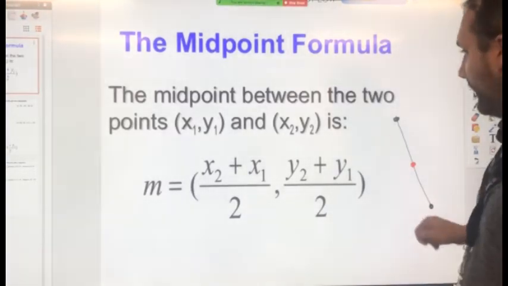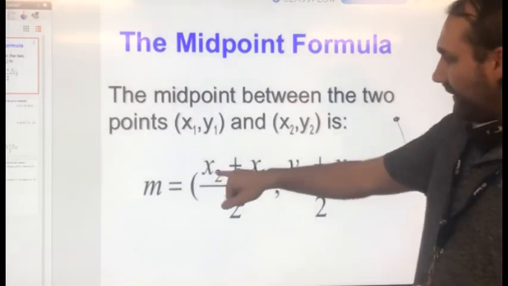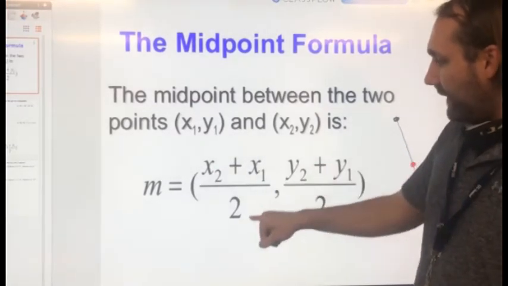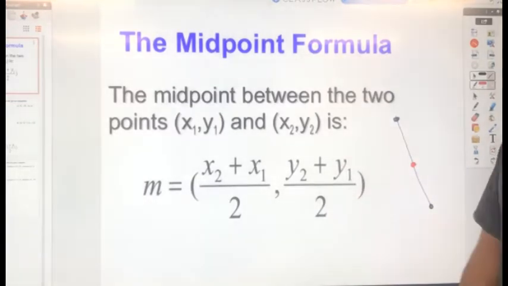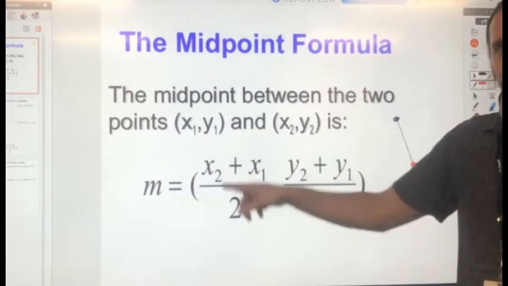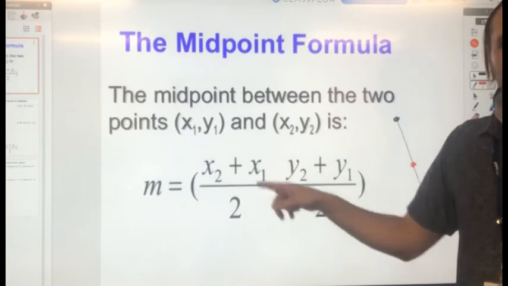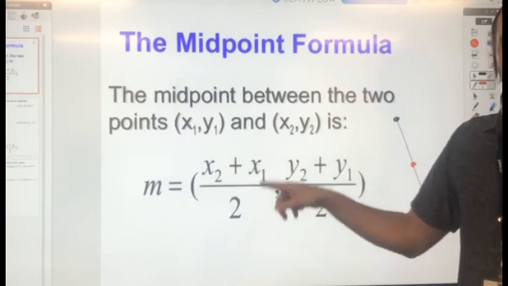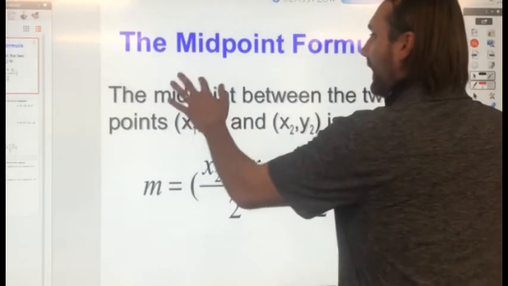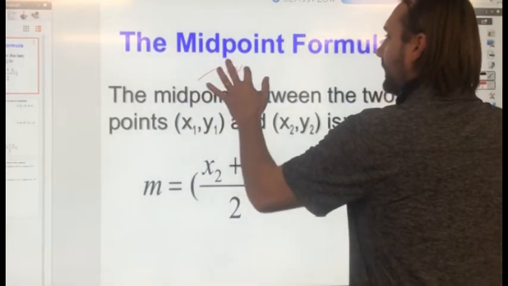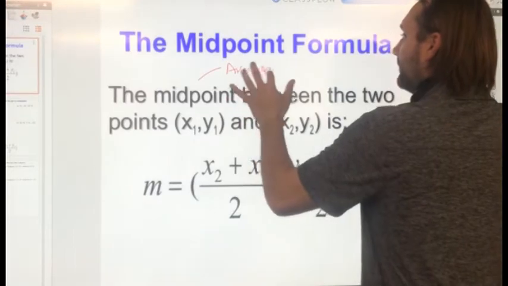So I have 2 coordinates, an x and a y. I'm going to take my 2 x values, add them together, divide by 2. I'm going to take my 2 y values, add them together, and divide by 2. What does this kind of look like? Taking 2 numbers, add them, divide by 2. Average, right? You're taking the average of your x value and the average of your y value, and that is going to be your midpoint.